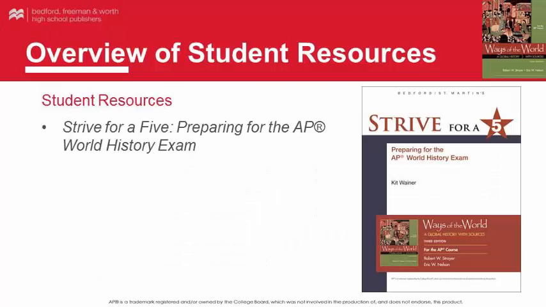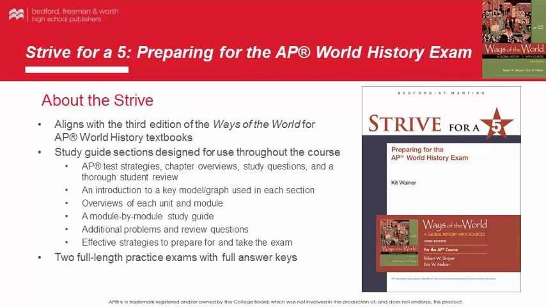Available with the student text is the Strive for 5 guide, a study guide designed especially for students to help them succeed on the AP World History exam. Strive for 5: Preparing for the AP World History exam is a guide that gives students additional support throughout the course and is the optimal preparation resource for this AP exam.